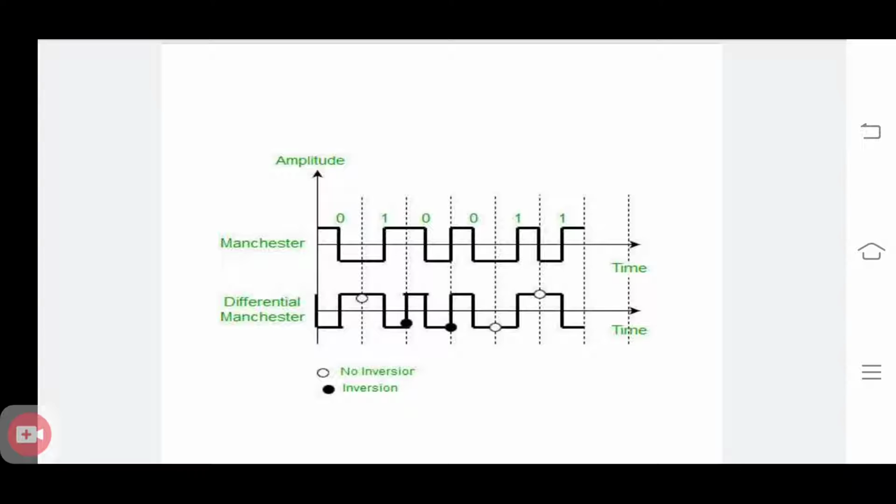In the case of differential Manchester, low to high transition for 0, then high to low transition for 1.